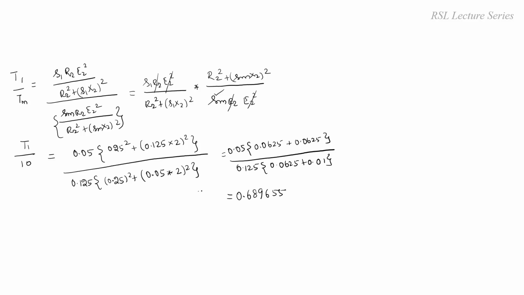Okay, on further simplification, we will get this value as 0.689655. So on the left hand side we have T1 by 10. Now T1 can be found by cross multiplying: 0.689655 multiplied by 10. This will be equal to 6.89655 Newton meter. So this is the required answer.